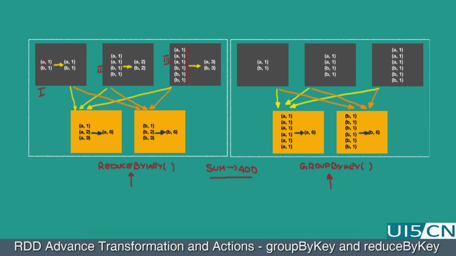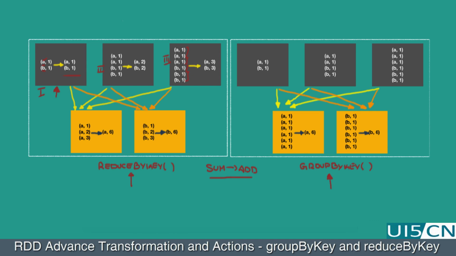Now, how will the operation fundamentally be carried out? In reduce by key, at the individual level of each partition, there will be some reduction happening. For example, you can see here there is only one set of key and value. A has only one tuple here, A and 1. B also has one set, B and 1. So there is no reduction here.